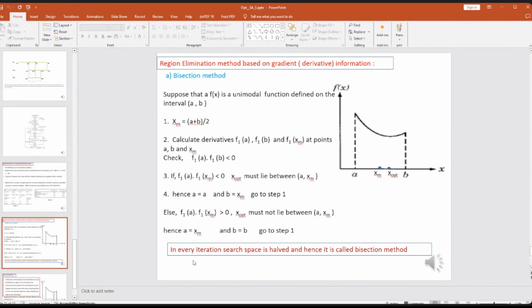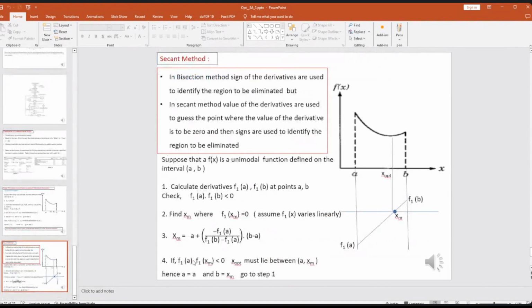You only have to calculate the derivative at 3 points. And look, for calculating one derivative, you need to evaluate two function values. So that is the concern, because it will increase the time requirement. Okay. This is the bisection method.